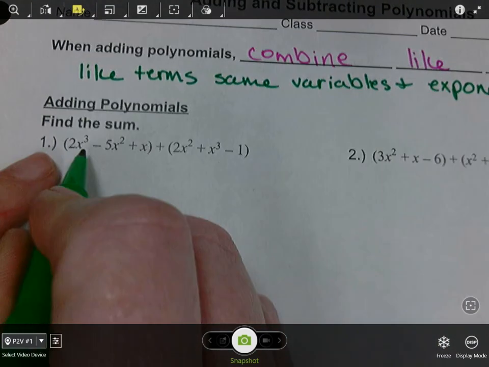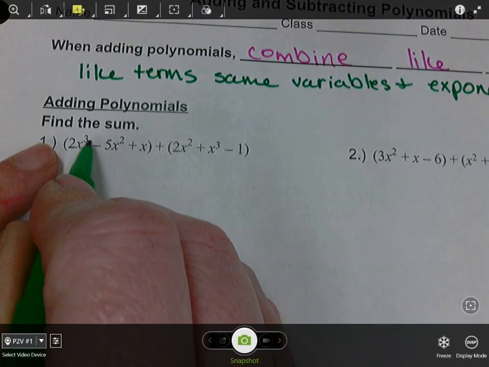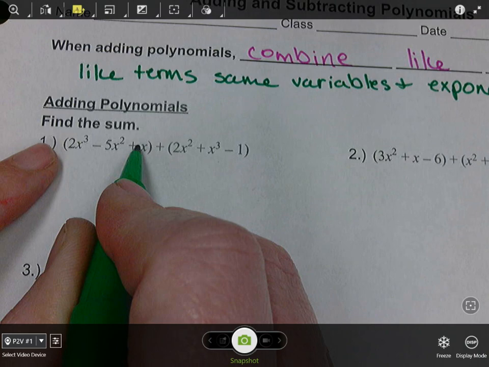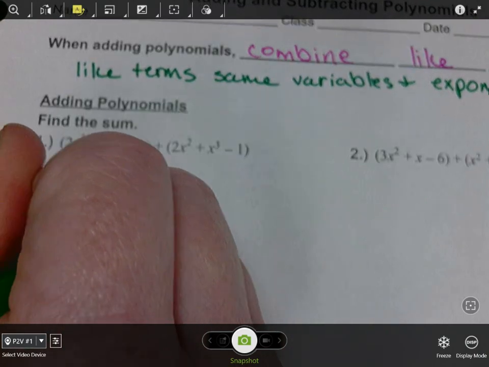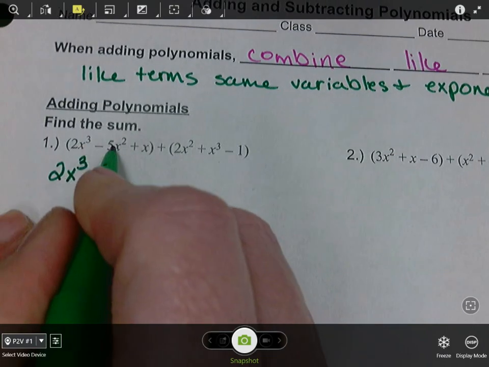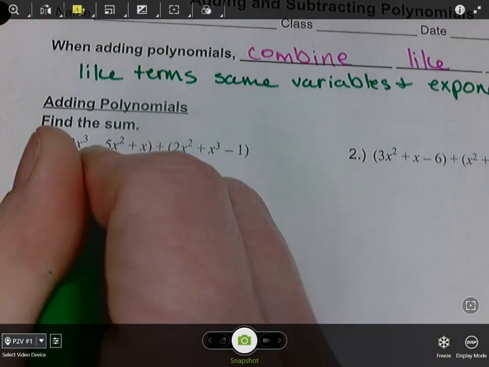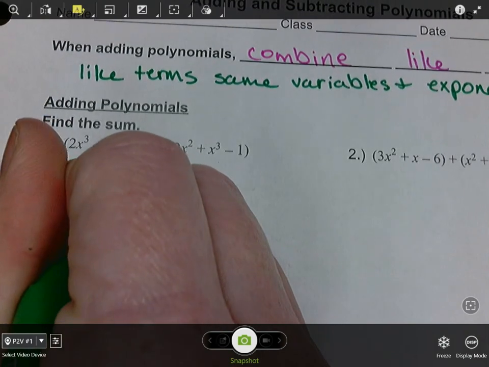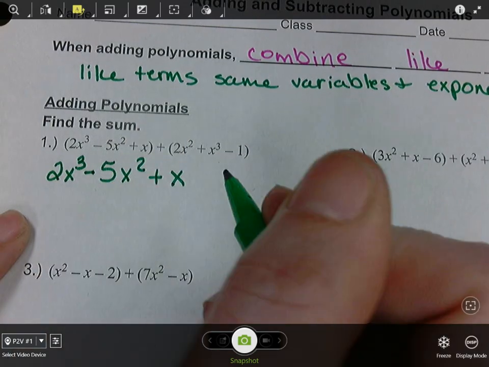So you just want to make sure when you write it that you write it in standard form. And if there are any exponents missing, leave a space. So it's 2x to the third. I'll write that one first, 2x to the third minus 5x squared. Well, it goes 3, 2, 1, so it actually goes in order. So I can just write it as 2x to the third minus 5x squared plus x.